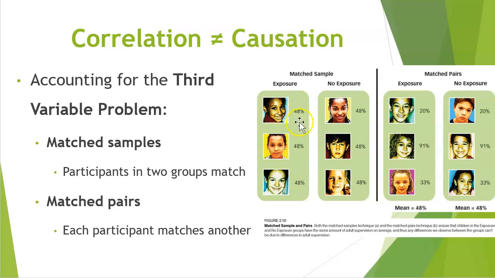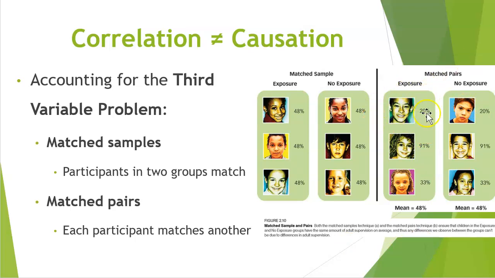So you can see here they just have these percentage numbers, and you can see it's 45 or 48, 48, 48, 48. So everything within each group is matched, so the samples overall are matched. Another option is matched pairs, so each participant has a match in the other group.